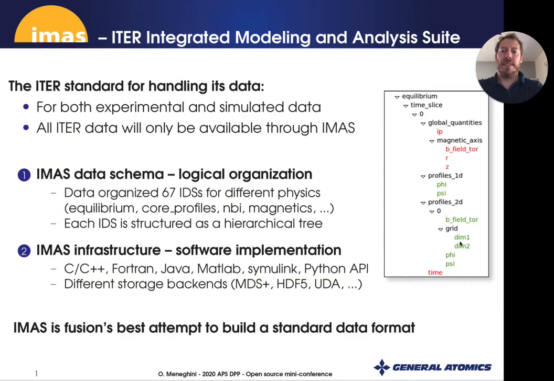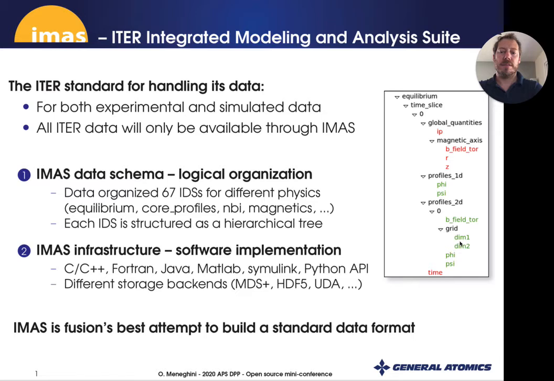So IMAS is the ITER standard for handling its data. This is used for both experimental and simulated data, and all of the ITER data will only be available through IMAS. IMAS is composed fundamentally of two components. One is the data schema, which defines the logical organization of the data, which is right now organized in 67 containers, which are called the IDSs, for interface data structures, which contain the different physics of a tokamak. For example, the equilibrium, core profiles, neutral beams, and magnetics, and so on.